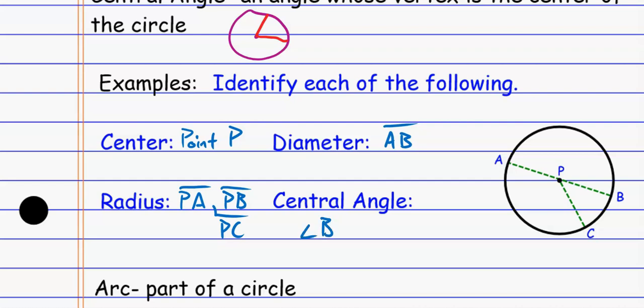And then a central angle, there's a couple central angles I could name as well. Angle BPC would be a central angle because it's an angle whose vertex is the center of the circle. Or we could also name something like angle APC, which would also be a central angle. I could even go to an extreme here and say angle APB would be a central angle, and that would be a straight angle. We just have to be careful as we name some of these things in terms of which angle I'm talking about and which arc I'm going to be talking about when we get to that portion, okay? So any angle whose vertex is at the center of the circle, that's a central angle, okay?